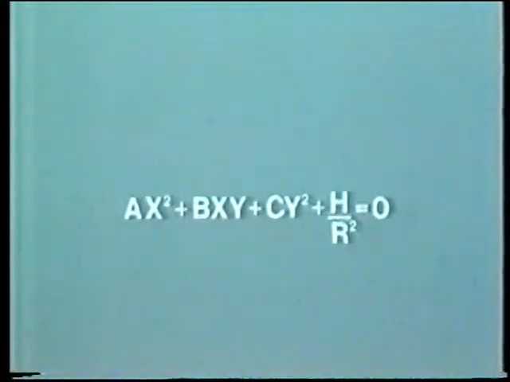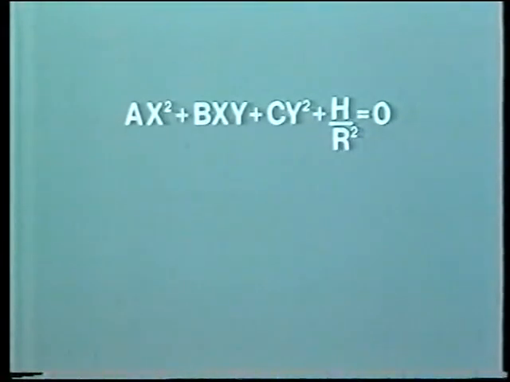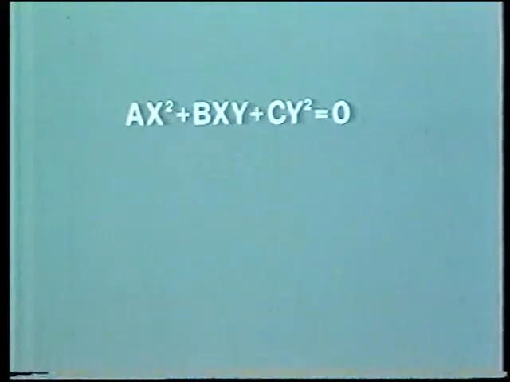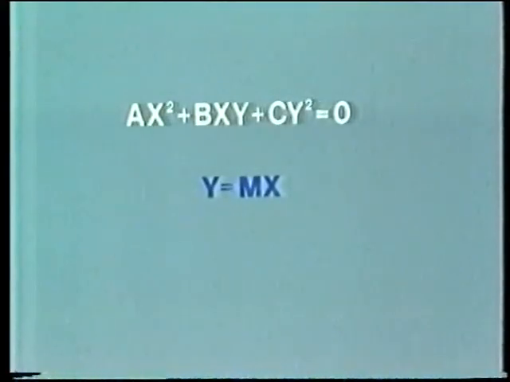But we're really only interested in large R. And if r is large, then h over r squared is very small. So if we make r large enough, we can ignore h over r squared. We want to know if this equation is a point or a pair of lines. Now the equation of a line is y equals mx. Can we rearrange our equation to read y equals something?